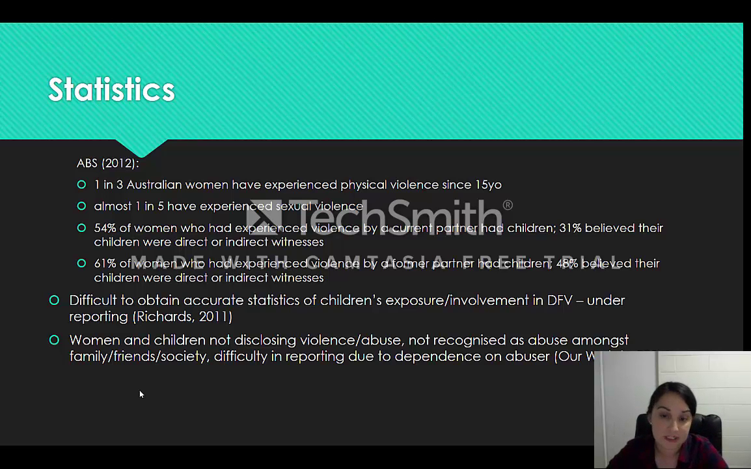A report by Richards in 2011 acknowledged the difficulties in obtaining accurate data on domestic violence, on children's exposure or involvement. A report by Our Watch in 2014 found that this may be due to women and children not disclosing the violence or abuse, the abuse not being recognised amongst family, friends or in society, with the difficulty in reporting due to dependence on the abuser.